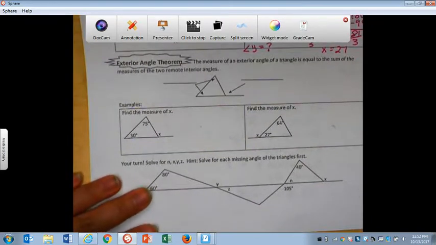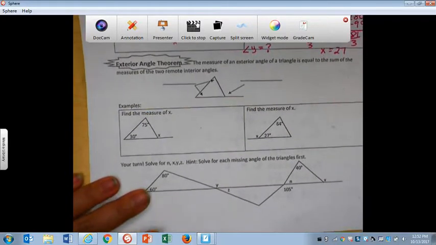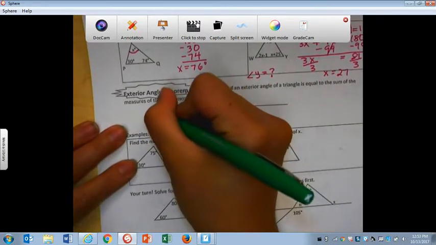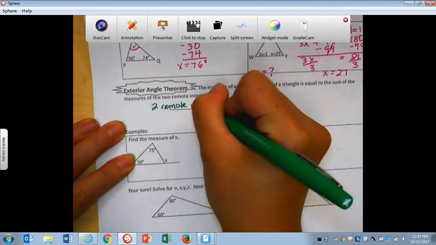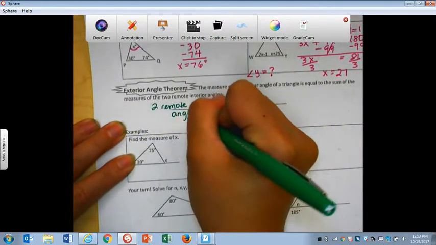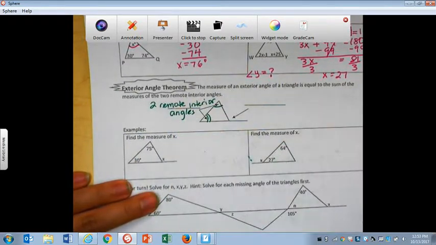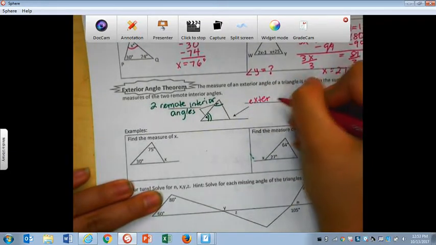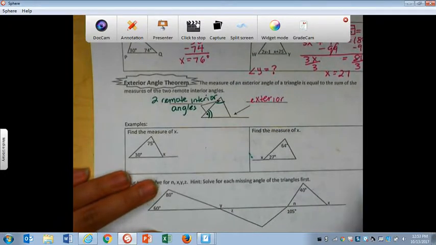Exterior angle theorem, okay? Basically, what this has is the two inside angles, the two remote, which means far or further, interior angles, those two right here, this one and then this one, okay? When you add these up, they add up to the exterior angle, okay? All right, so let's look at that as an example.